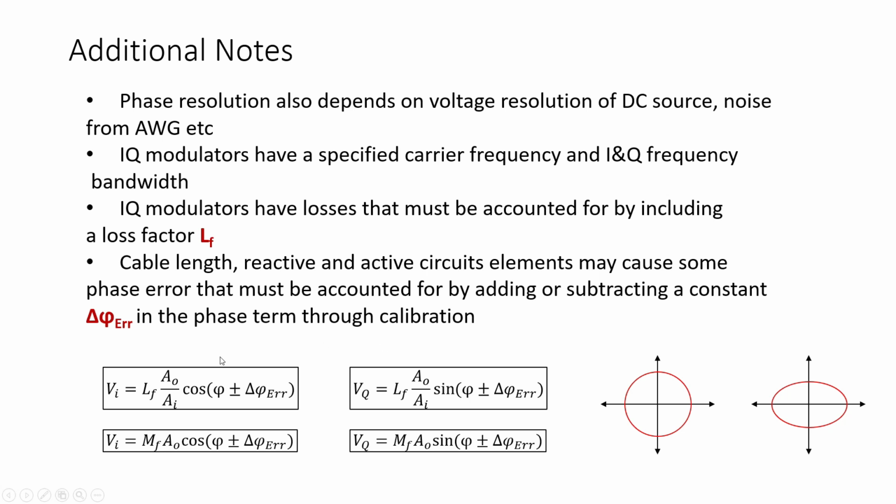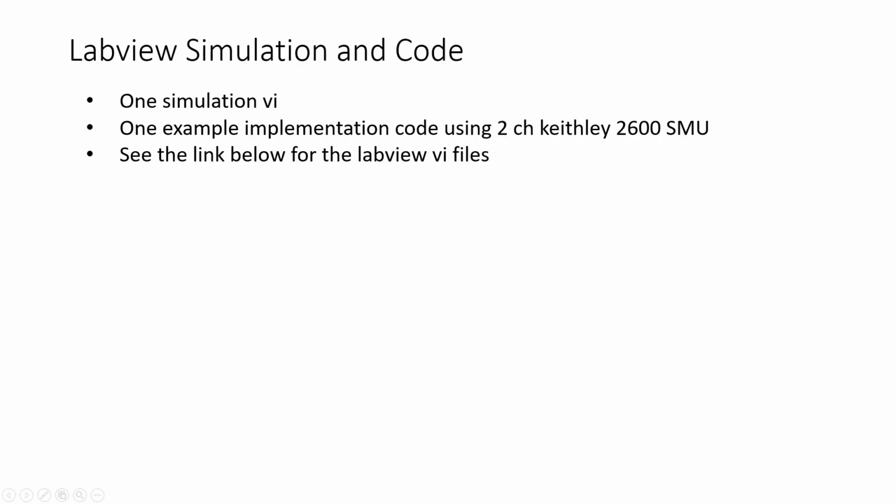Normally, such errors would be minimal if one buys an IQ modulator of good quality. Finally, one could reduce LF and AI into a multiplicative factor, MF, that could be multiplied to our equation to get the required amplitude and phase. Now we will see a LabVIEW simulation and an example implementation code of our phase shifter.